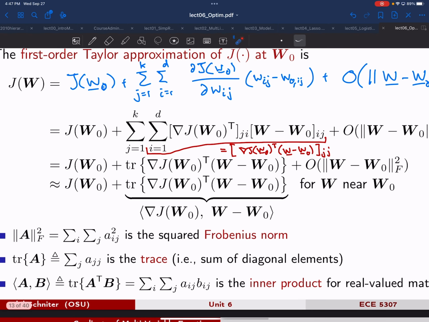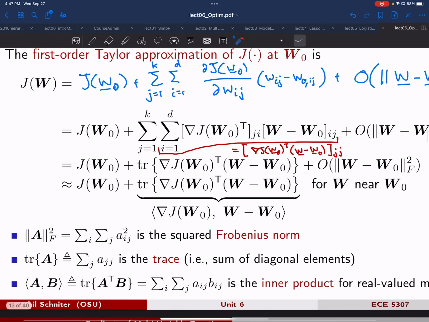Okay, and everything else is the same. And then the very last step is we do the approximation by throwing out the big O term. And now, what's maybe the kind of cool part about this trace is it turns out that when you deal with matrices and you want to know the alignment between two matrices, we have this inner product between matrices. And the way that you do it with real valued matrices is you do the trace of the first transpose the second.